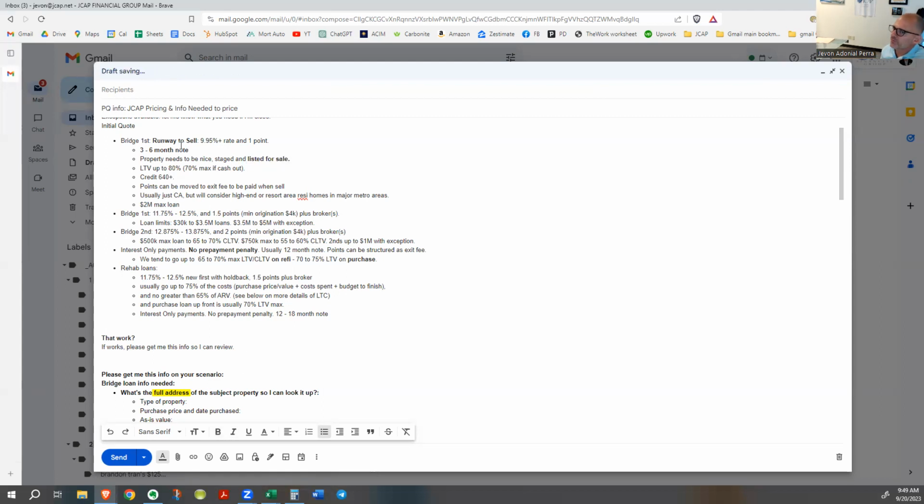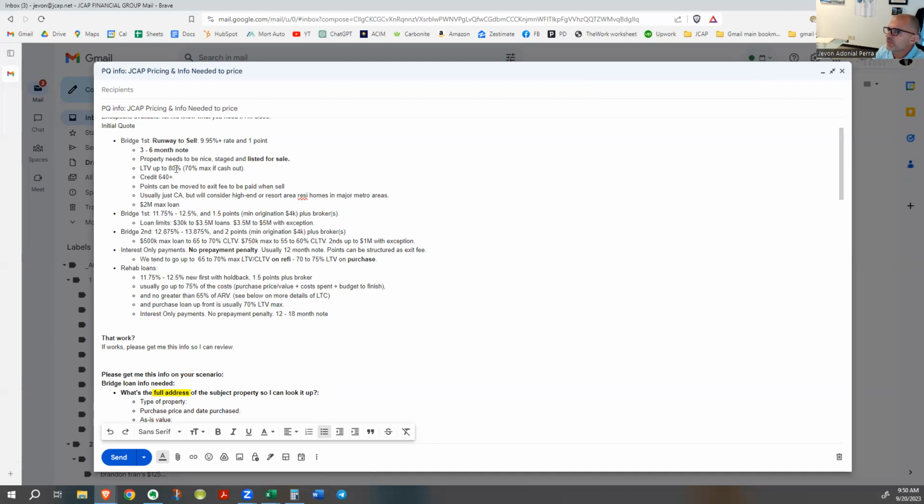Runway to sale is just for basically people who have a property they've renovated, maybe just built, and they're trying to sell it. They put a bunch of money in and they want their money out while they wait to sell. So we'll give them this product. LTV is loan to value. We'll go up to 80% of the loan to value. So if the property is worth $1 million, up to 80% would be 800,000. Okay. And then a little less if they want cash out.